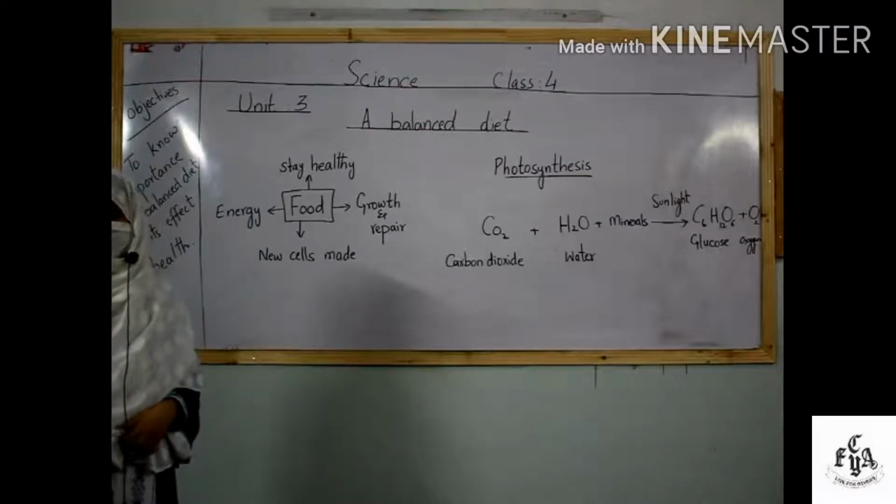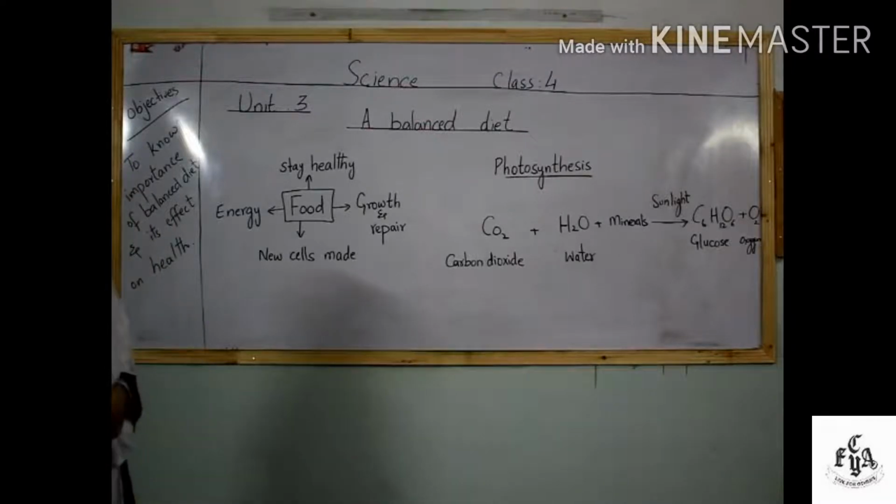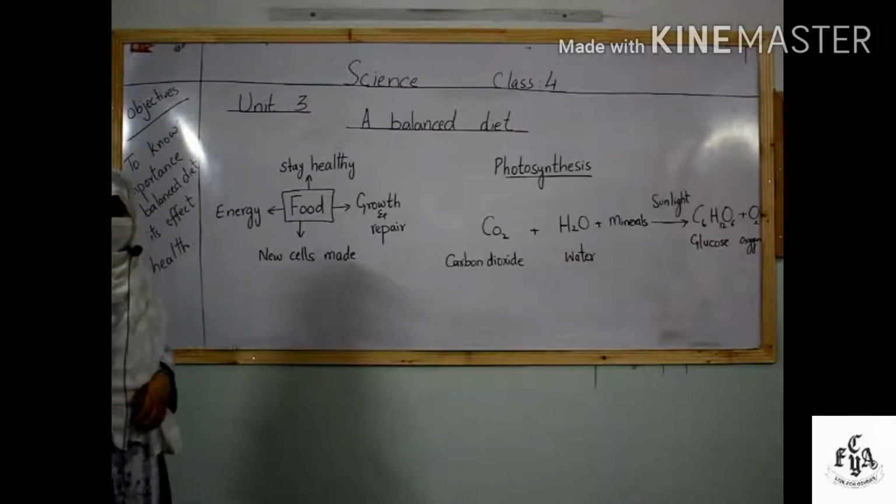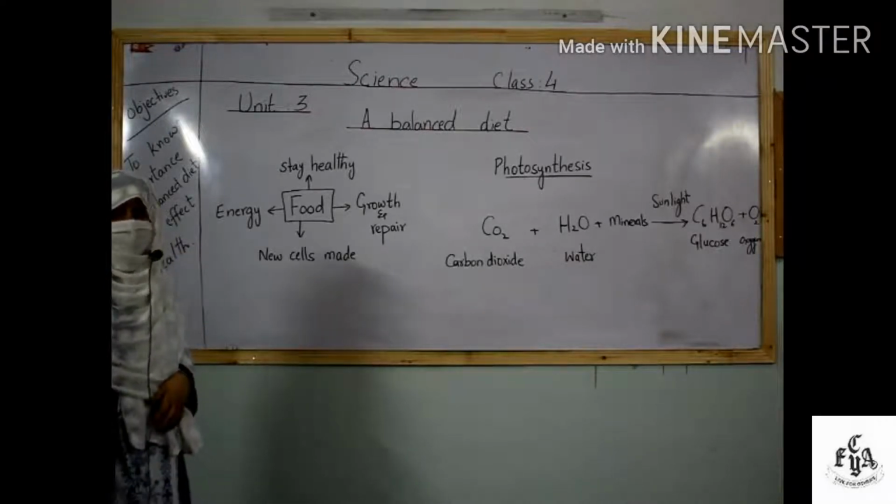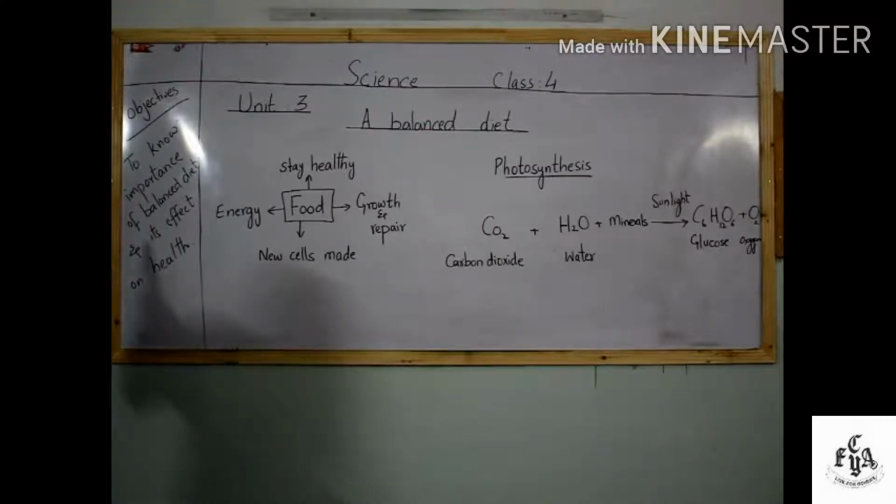Today we are discussing unit number 3 of your science book. This is with the name A Balanced Diet. What will be the objective of this? The objective of this chapter is to know the importance of the balanced diet and its effect on health.